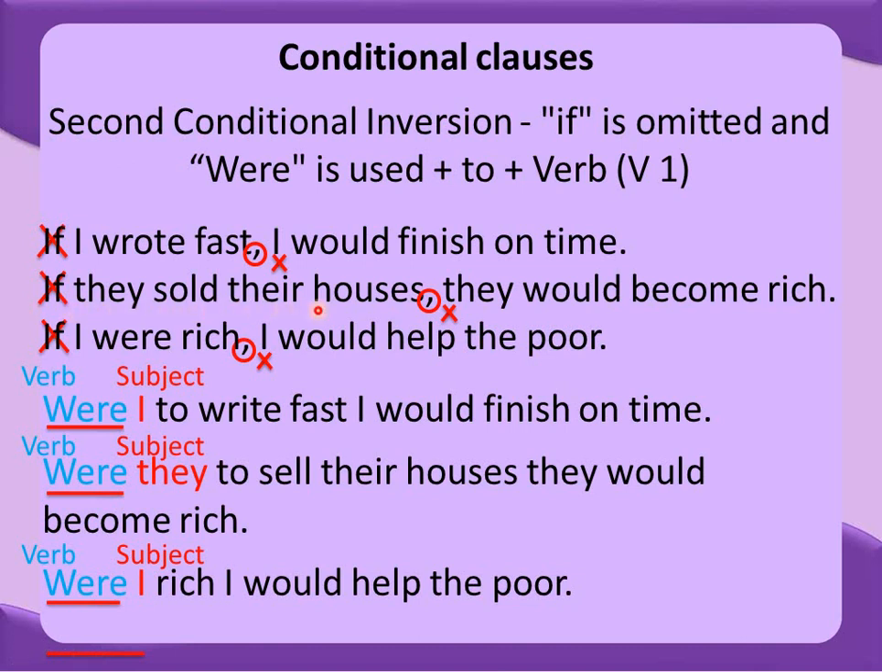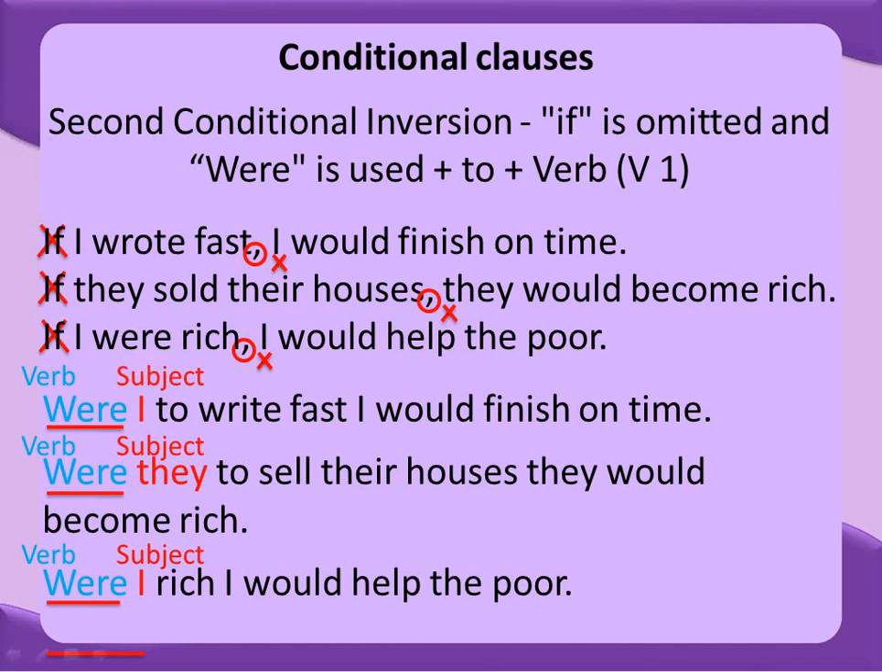If they sold their house, they would become rich. So you have to remove if, begin the sentence with the verb were, followed by the subject they. The verb in the sentence is sold. That has to be changed into infinitive, to sell. So V1 form of sold is sell. Were they to sell their house, they would become rich. The remaining sentence follows as it is. Let us see one more example. If I were rich, I would help the poor. Here in this conditional clause sentence itself, were is the be form of the verb in past form. We don't have any other root verbs there.